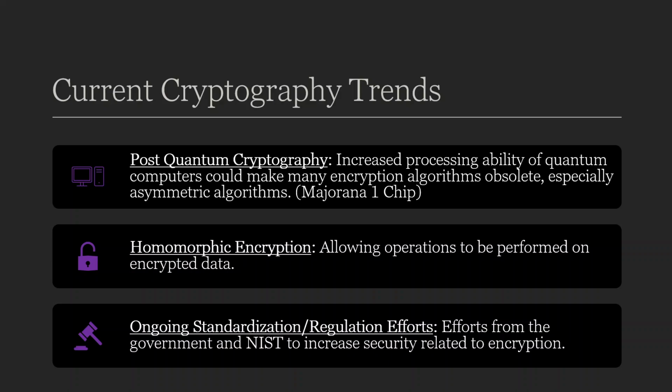Some current cryptography trends. I mentioned this last time, but post quantum cryptography is blowing up right now, especially. Basically, what that means is that the increased processing ability of quantum computers can crack a lot of the encryption algorithms used today. The main one to worry about, though, would be RSA. That one is the most vulnerable to quantum computers because there exists a possible way to crack RSA using quantum computers.